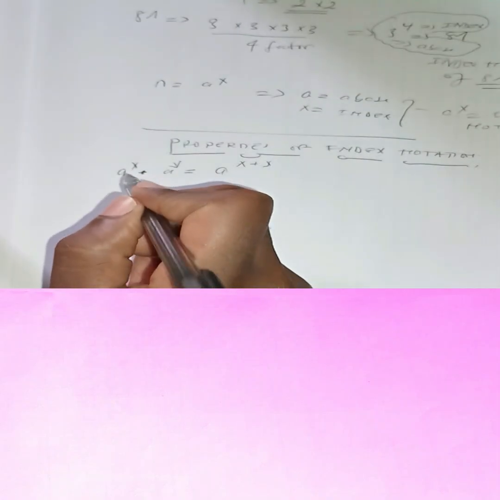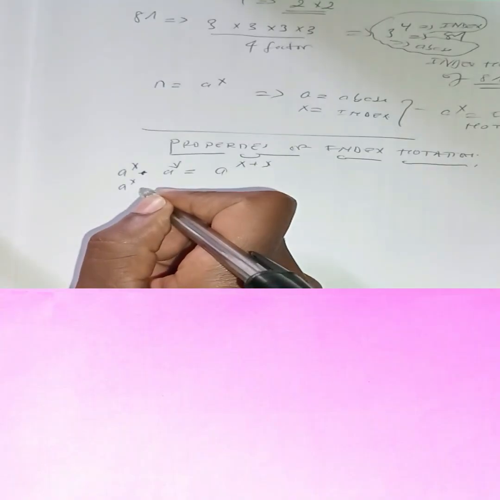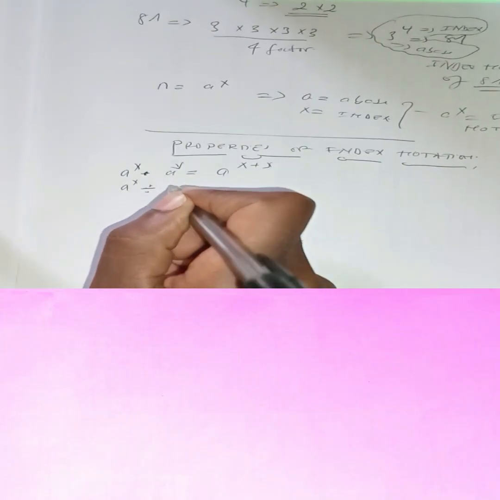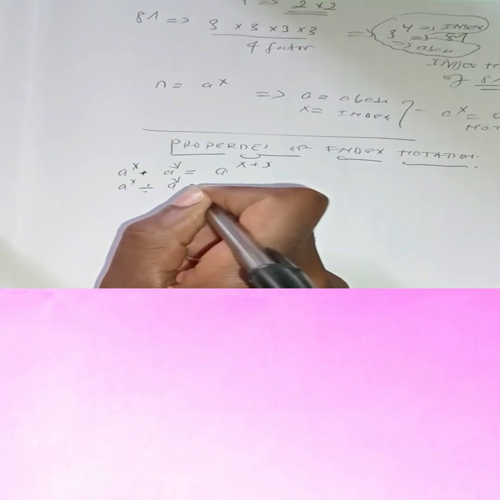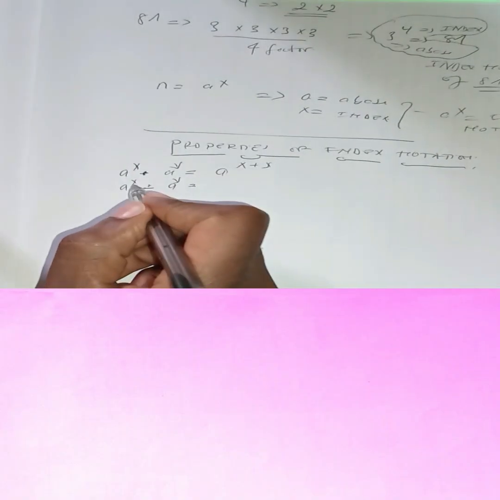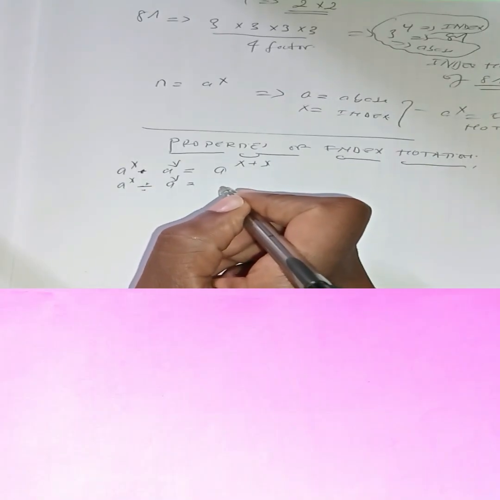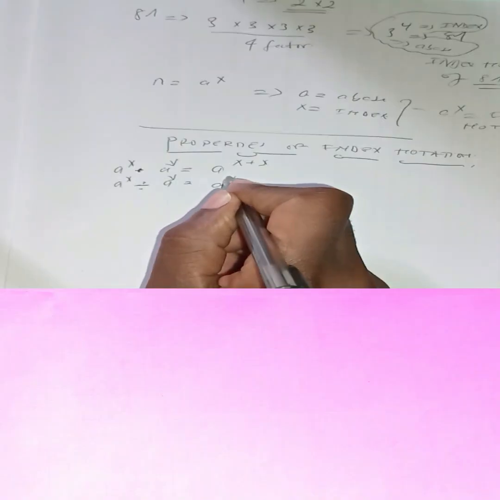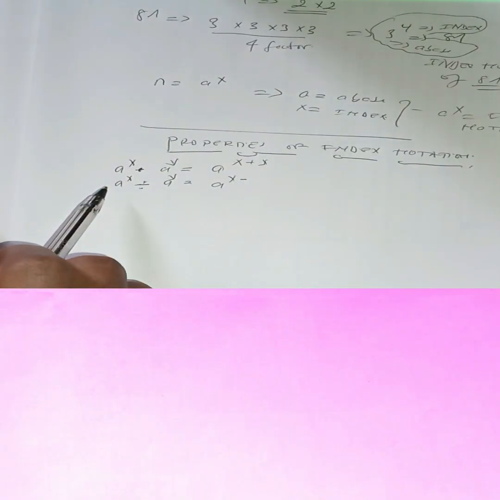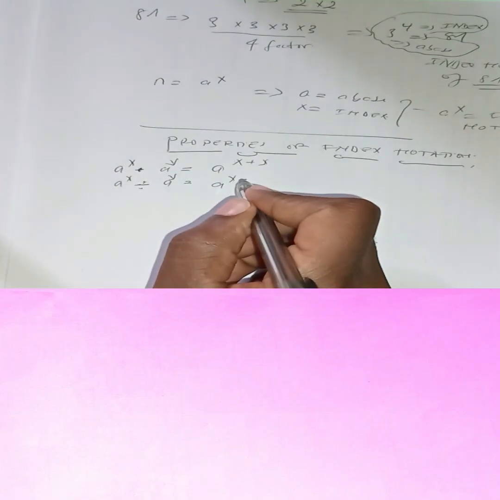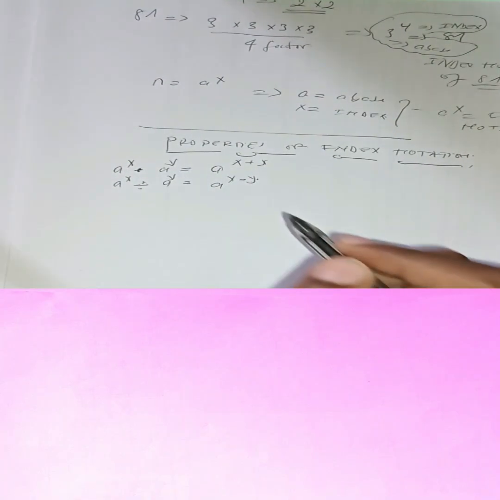But when you have a power x divided by a power y, we will not add but we will subtract. First of all, we take a, which is our base, then power x, which is our first index, then minus y, which is our second index.